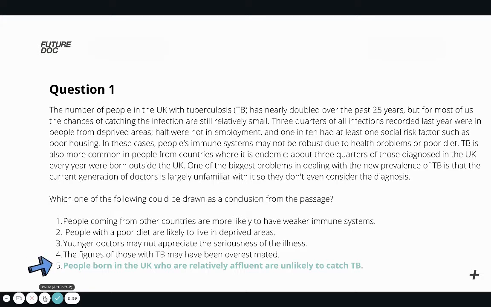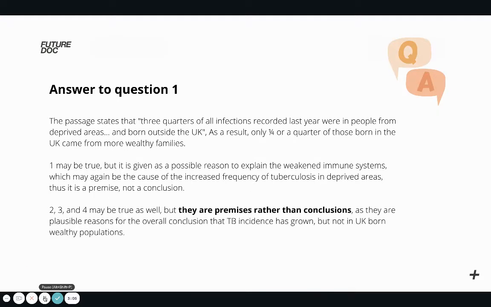As you can probably see on my screen, 5 is the correct answer. This is because the passage states that 3/4 of all infections recorded last year were in people from deprived areas and born outside the UK. As a result, only 1/4 of those born in the UK came from more wealthy families.